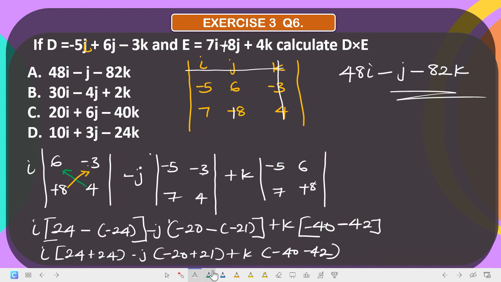And then the correct answer to this question is option A. And that makes option A the correct answer to this question. Now let's look at the next.